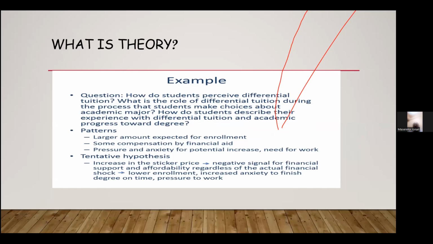Let's assume that we collected data by interviewing students who are in the programs that charge differential tuition. Then we will come up with some distinctive patterns from the data, and based on the patterns, we will create a tentative hypothesis that an increase in sticker price functioned as a negative signal to students about the support and affordability, even though the financial burden has not increased. And those can lead to lower enrollment in lucrative majors, increased anxiety to finish the degree on time, and pressure to work while they're in college.